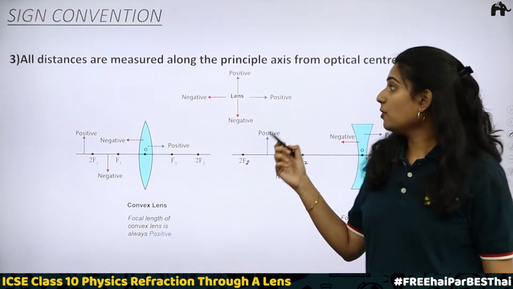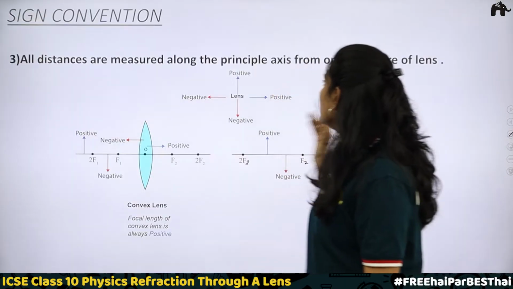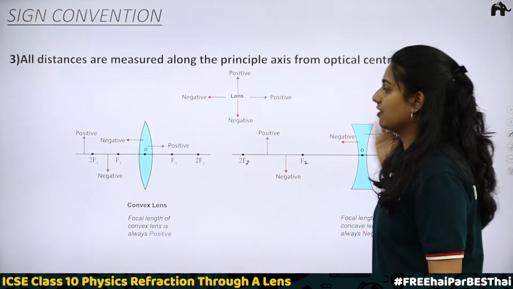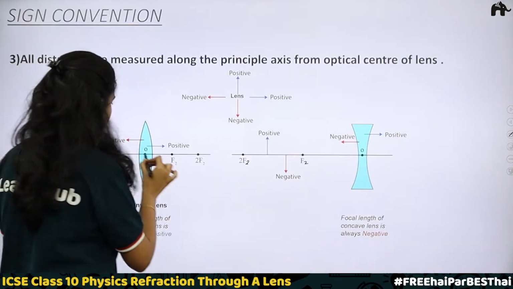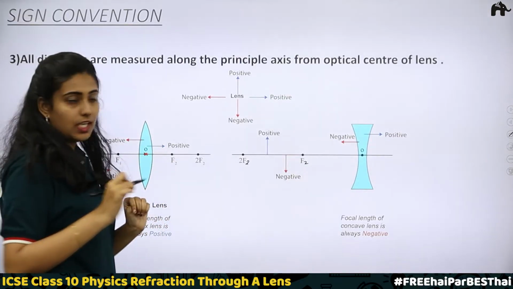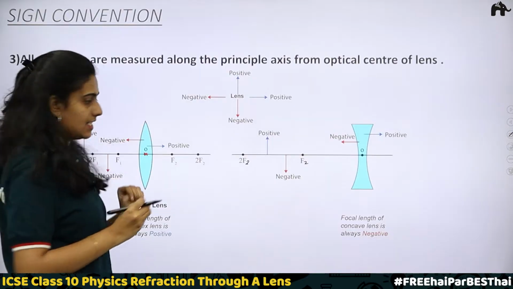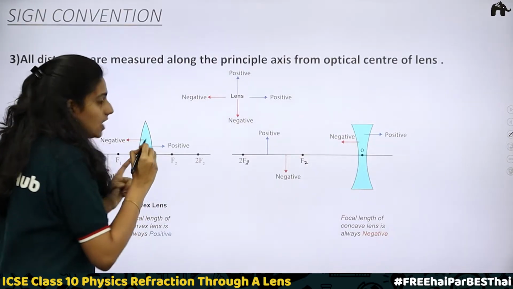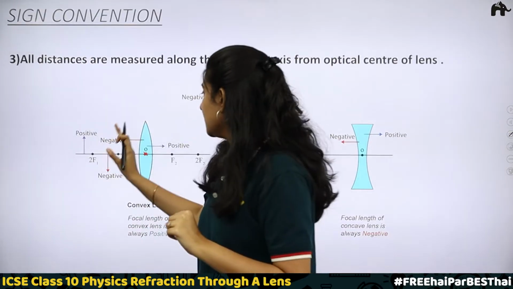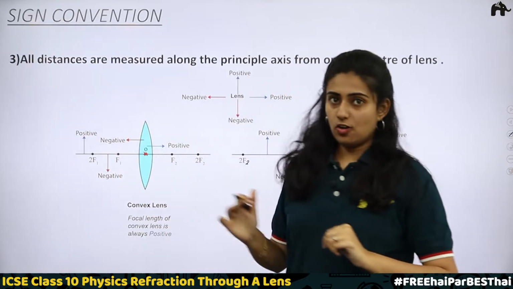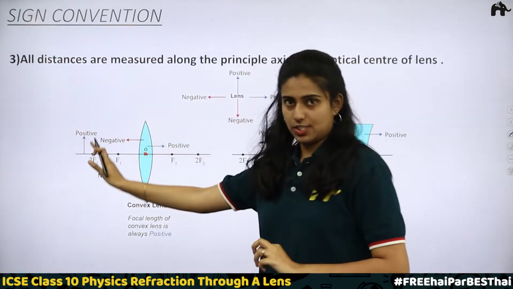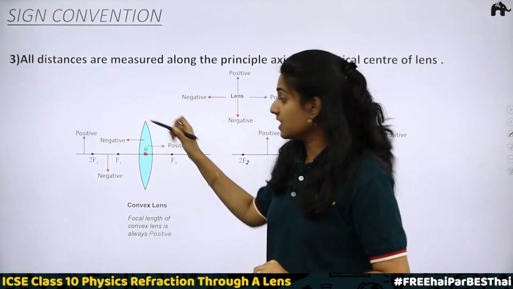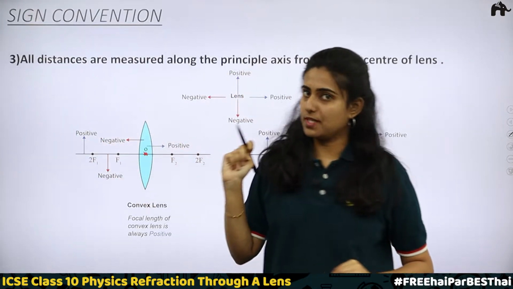Now, the third point: all distances are measured along the principal axis from the optical center of the lens. Here you have the optical center. Two centimeter from the optical center means the object is at a distance of 2 centimeter from the origin. As we said, the object is always placed to the left of the origin along the principal axis, such that the object is above the principal axis.